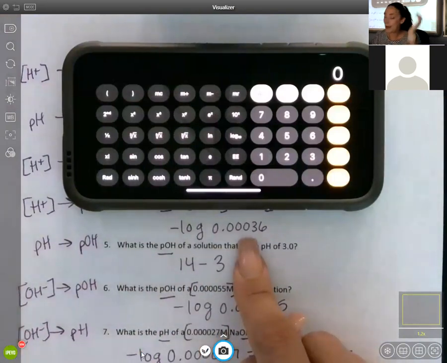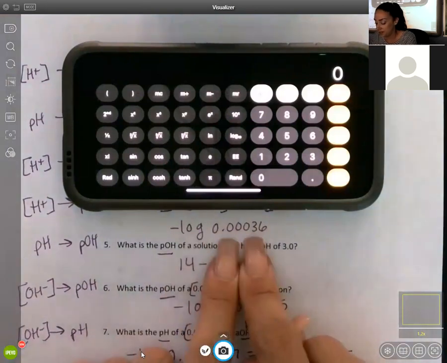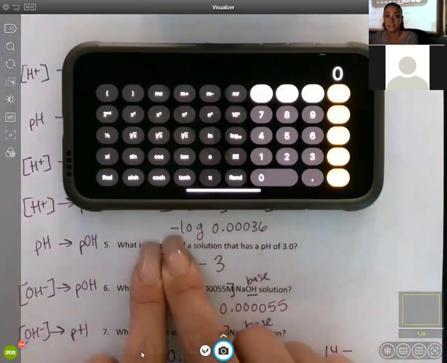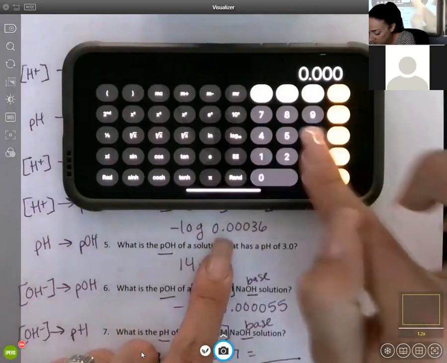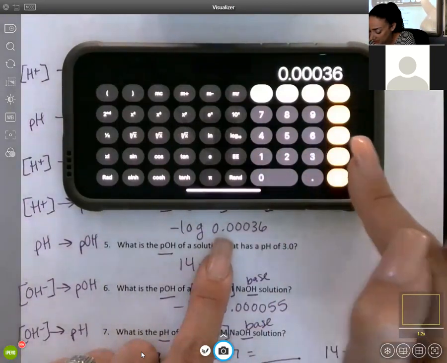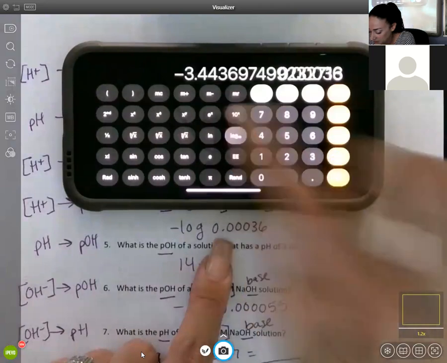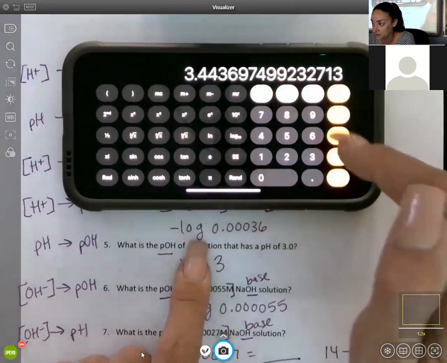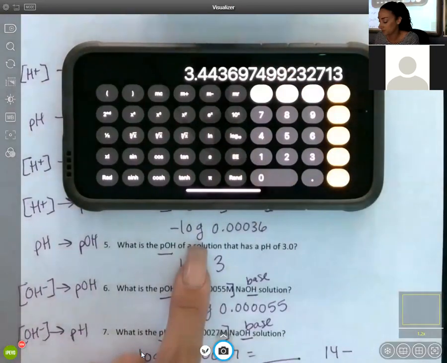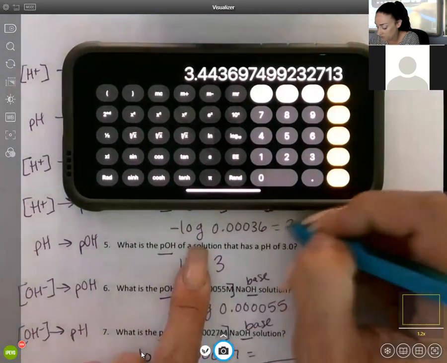It's literally backwards, the way that you have to type it in on the iPhone. You type in the number and then log and then the negative. Okay, so for this problem, I would type in 0.00036 and then hit the log button and then the positive negative button up here. And it gives you your answer. So this one is 3.44.